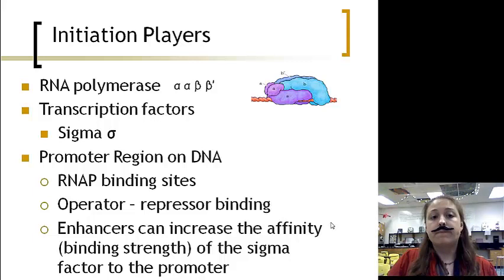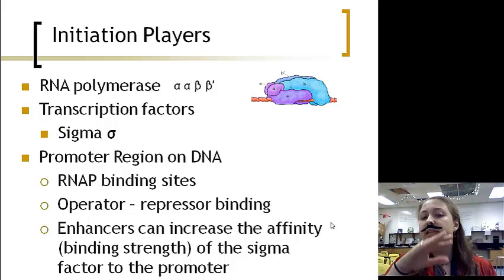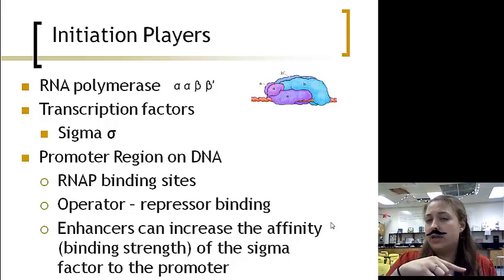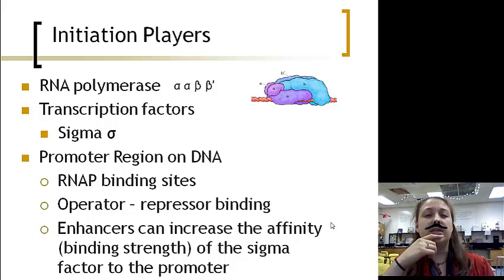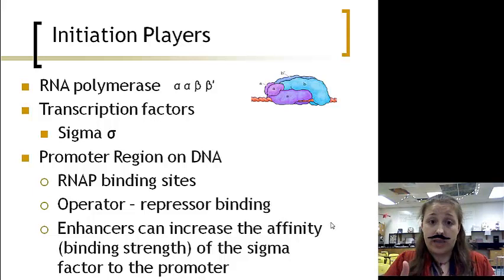The initiation players. Who's in the initiation? We have RNA polymerase. You've heard of polymerase before. Remember, he's the guy that lays down stuff. You've heard it as DNA polymerase that lays down DNA. Well, this is new. This is called RNA polymerase. And can you guess what he lays down? Good job! He lays down RNA.